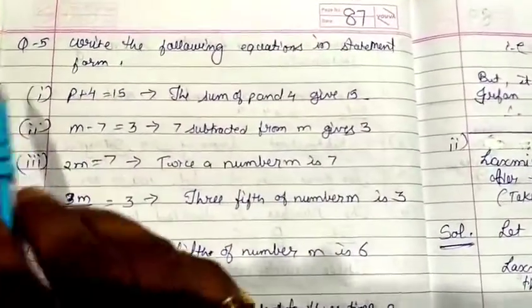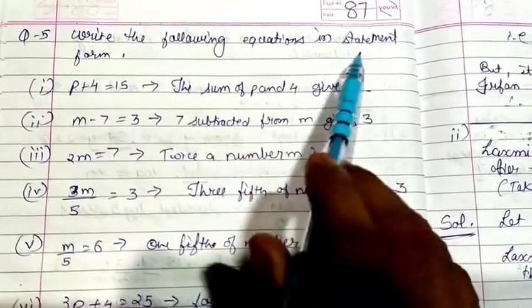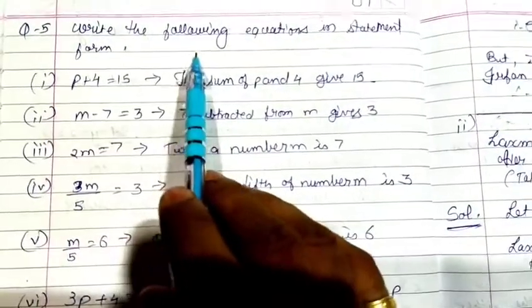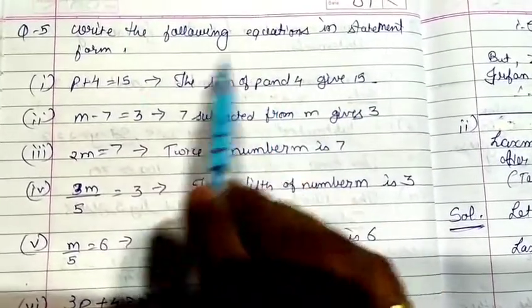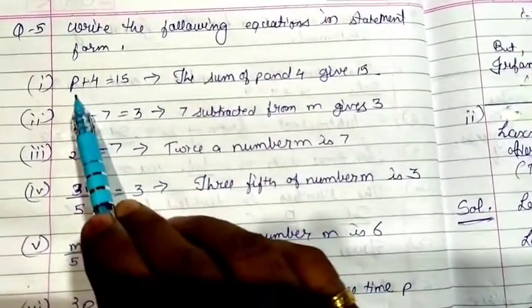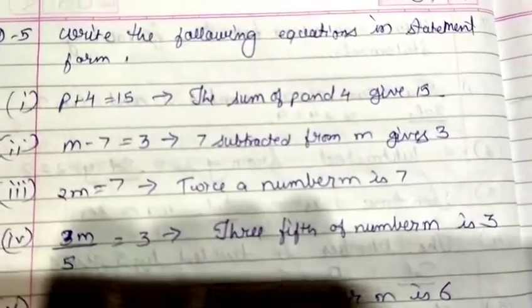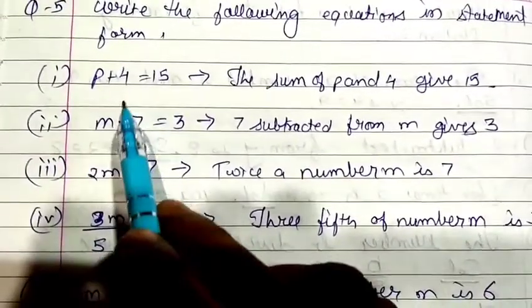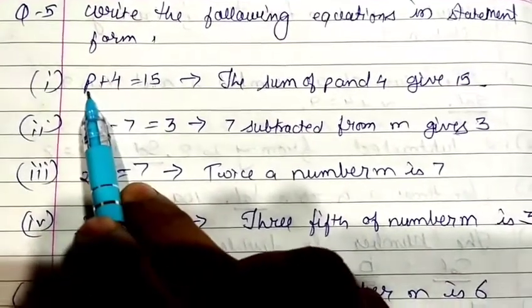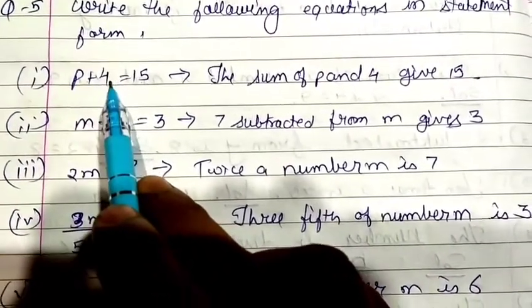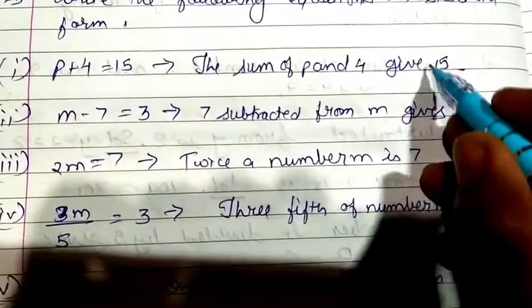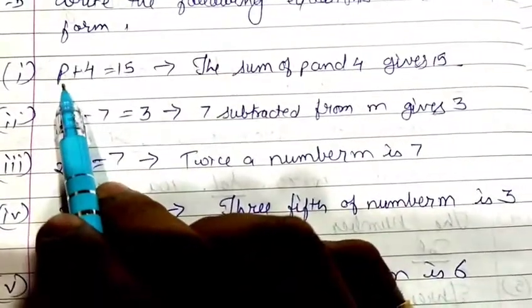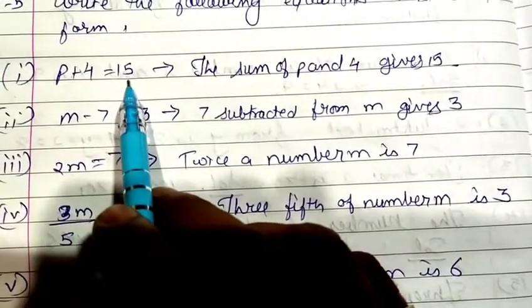Now let us see question number 5. Write the following equations in statement form. Previously from statements we formed equations. Now from equations we have to write statements. Here p plus 4 equals 15 is given. So what will you write? You can write: the sum of p and 4 gives 15. Or you can write: add 4 to p, you get 15.